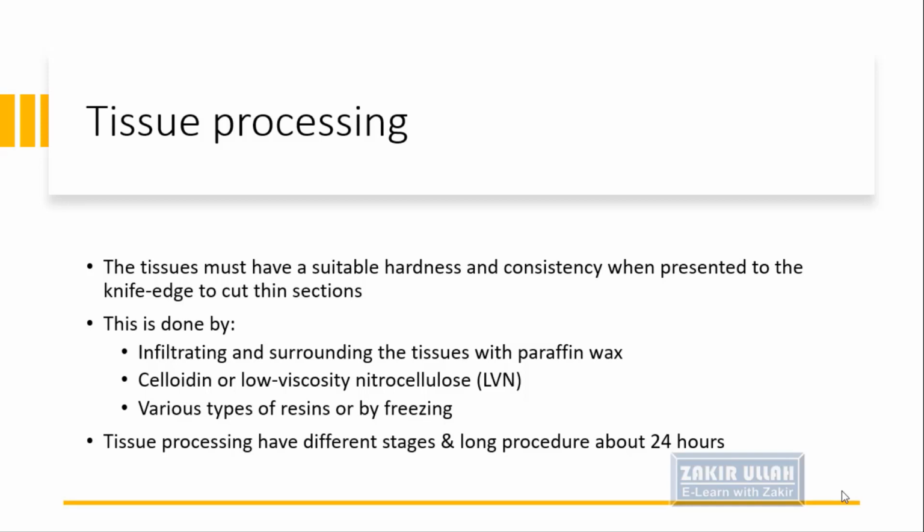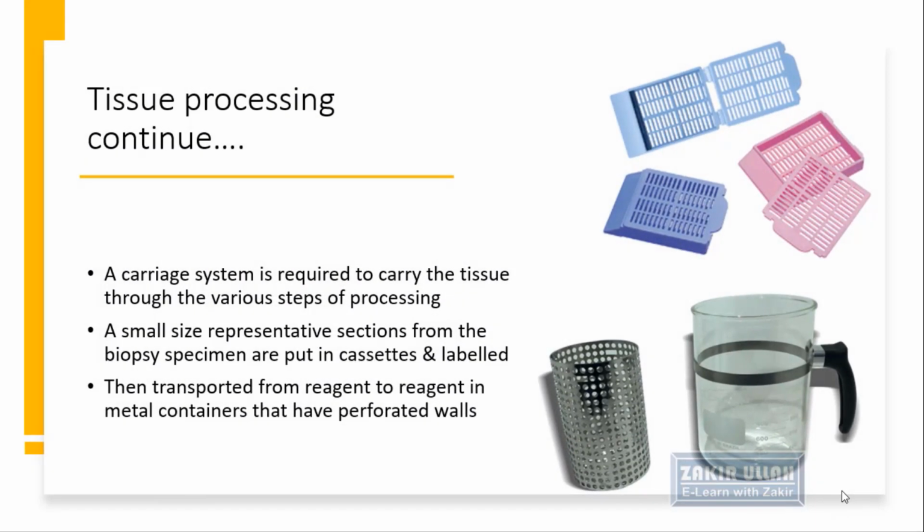There are different stages of tissue processing, and it is a long procedure, taking almost 24 hours to process a tissue. In tissue processing there is a carriage system which is used to carry the tissue throughout the different steps of the process from one jar to another jar in the processing machine. Initially, during the gross examination, a small representative piece is taken from the whole organ or from the biopsy specimen, and multiple specimens are taken and then put into plastic cassettes.